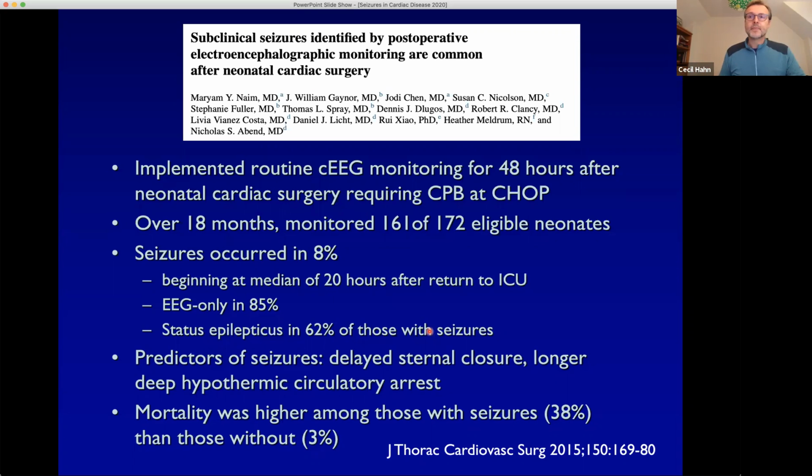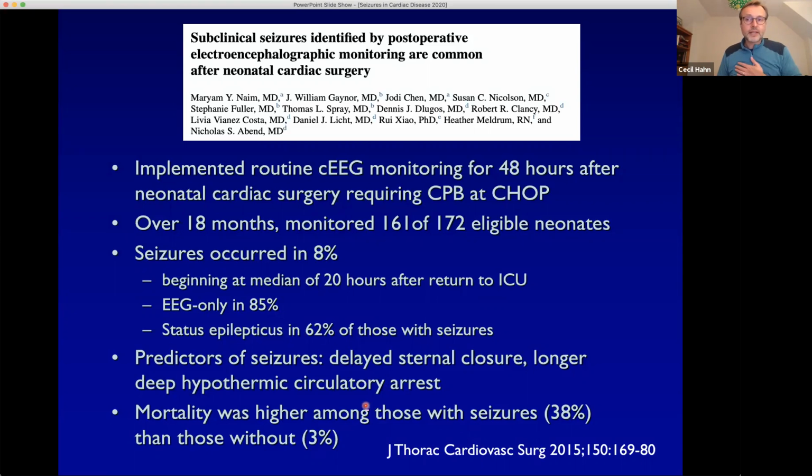So the median time to the first seizure was 20 hours after return to the ICU from surgery. So this is all post-op cases. Most of them were EEG only or subclinical, non-convulsive, 85%. And those who had seizures often had a really high seizure burden. Status epilepticus occurred in 62% of the 8% of patients with seizures. These were the predictors of seizures: delayed sternal closure, longer hypothermic circulatory arrest time.